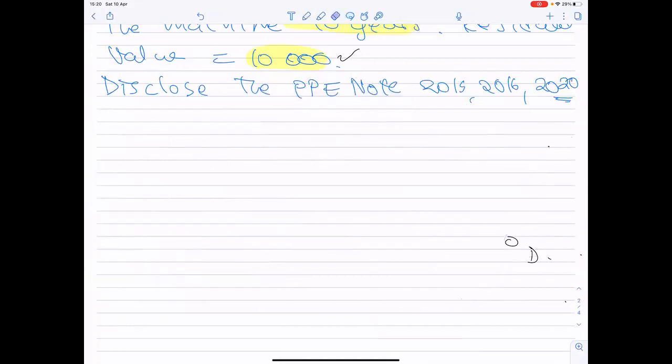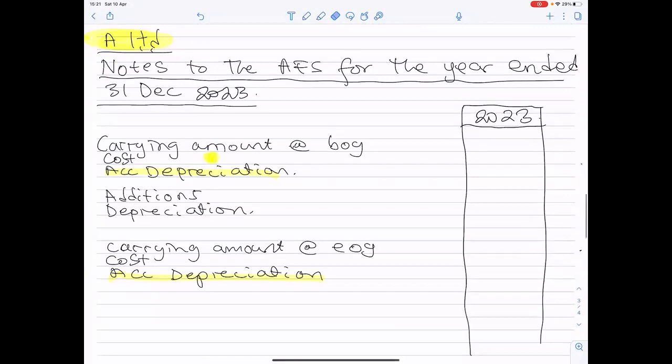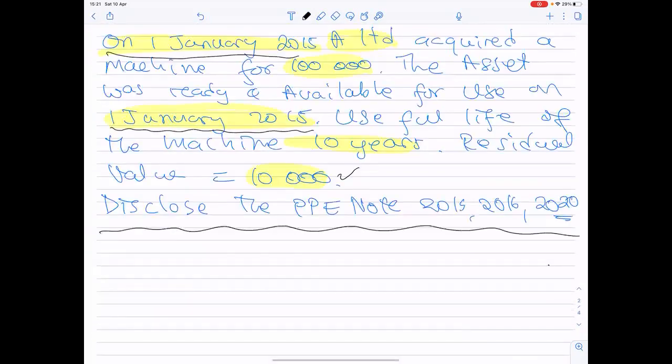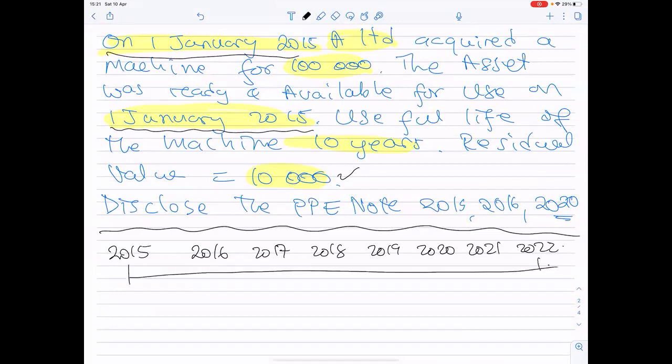Right. Now we are in the year 2023. So in 2023, the cost doesn't change. It is still 100,000. Accumulated depreciation: we have to calculate the accumulated depreciation for the prior year because that will be the opening for the year 2023. So the prior year is the year 2022. Altogether, the asset has been there for the years 2015, 2016, 2017, 2018, 2019, 2020, 2021, 2022. How many years are those? It's 7 years.